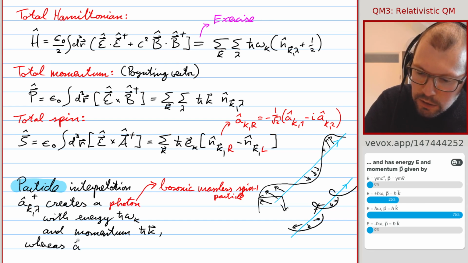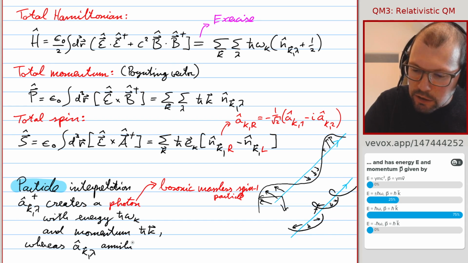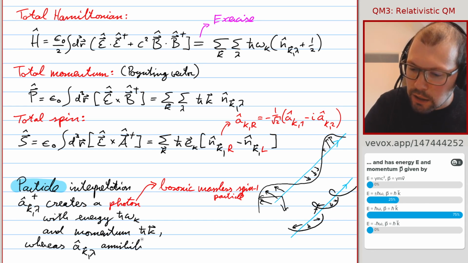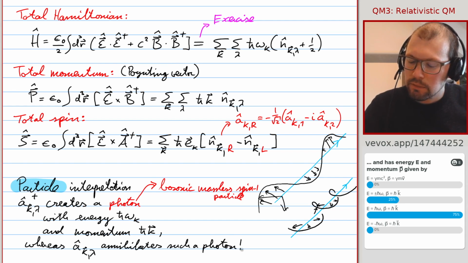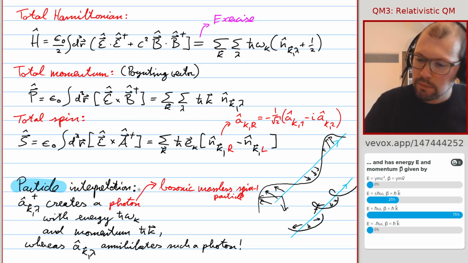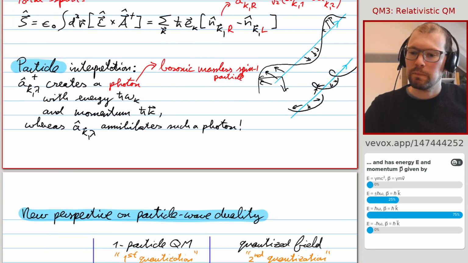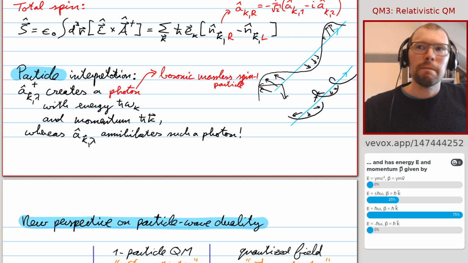Whereas the other operator without the dagger takes away a quantum there, so it just kills a particle in that state. It annihilates such a photon. Very good.